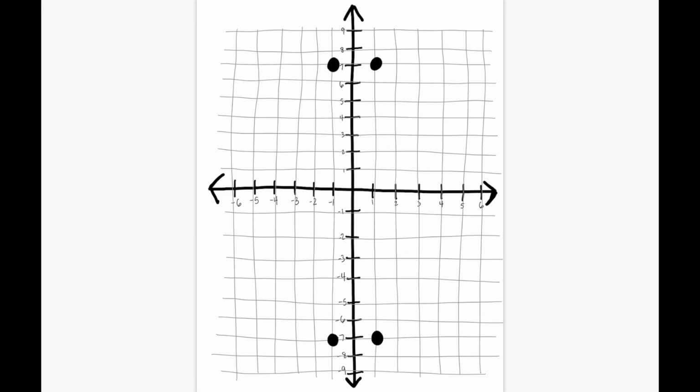Reflecting is just like looking in a mirror. These points are reflecting over both the x-axis and y-axis. Let's try one more together. If I plot 4, 1, it will reflect to -4, 1, -4, -1, and 4, -1. Take about a minute and do this with a few more points. Feel free to copy the ones that I'm doing, or you can do your own.